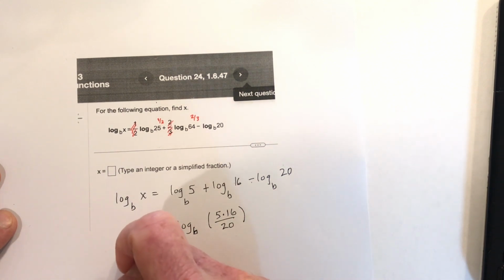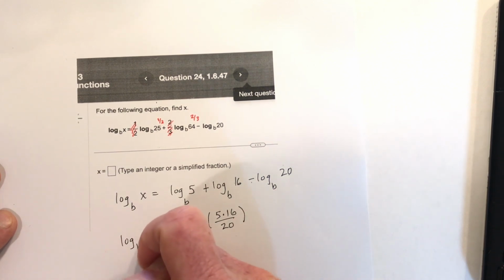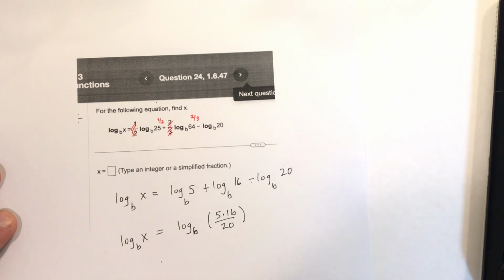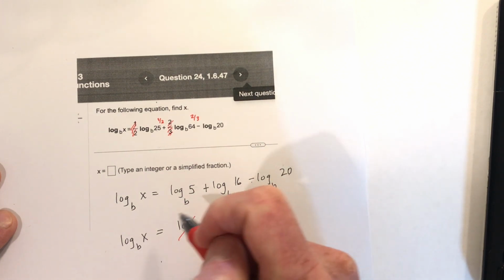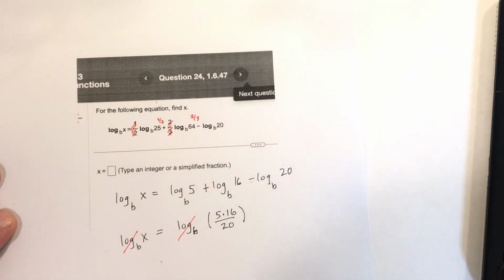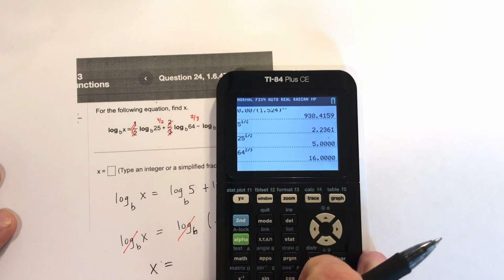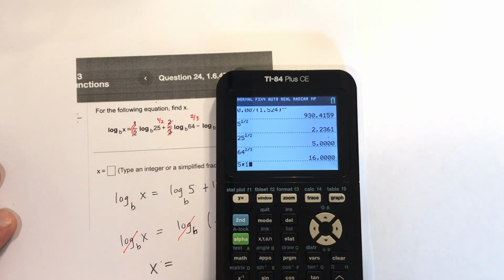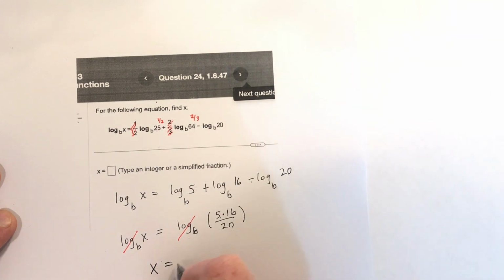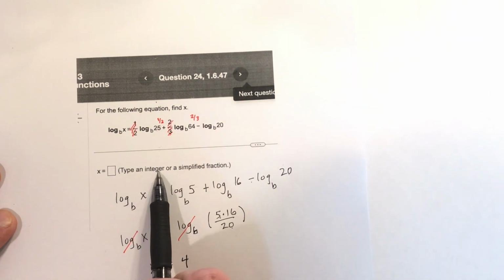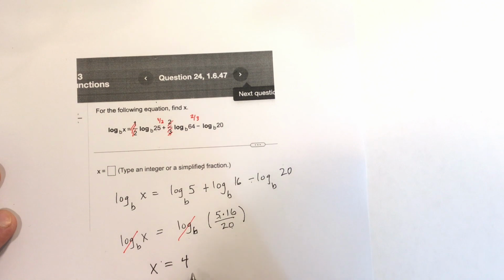And on this side, it's just going to say log base b of x. And now that log base b is on both sides and there's nothing in the front and it's all been simplified, log base b and log base b cancel each other out. So we get x equals 5 times 16 divided by 20. And that's a 4. Type an integer or simplified fraction. That's an integer.